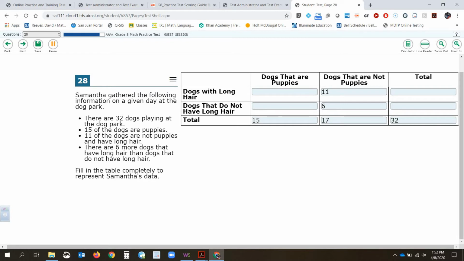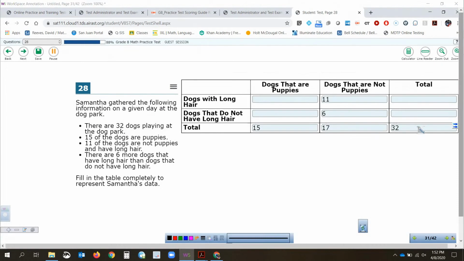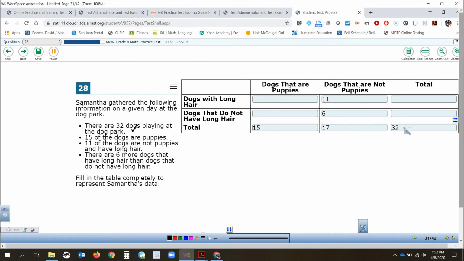Let's go back because it looks like maybe we are stuck here. All right. Samantha knows there are 32 dogs at the dog park. So we've got the 32 dogs at the dog park. That part is right there, right? Okay. 15 of the dogs are puppies. We've got dogs that are puppies, 15 right there. All right. 11 of the dogs are not puppies and have long hair. So these are not puppies and have long hair, and we've got that right there. And we know that there are 6 more dogs that have long hair than dogs that do not have long hair. Now, we haven't used this.